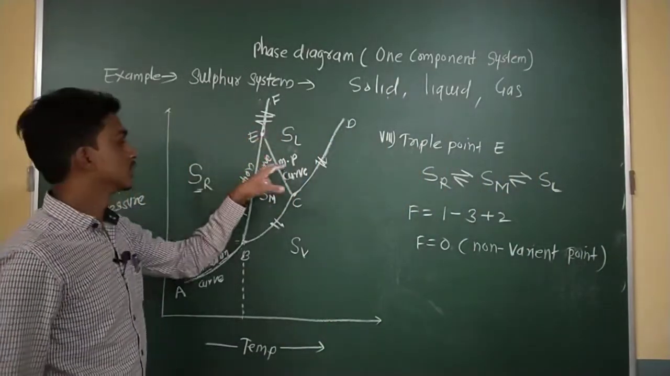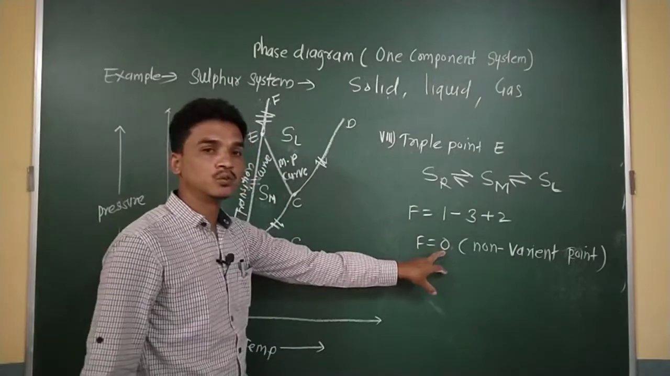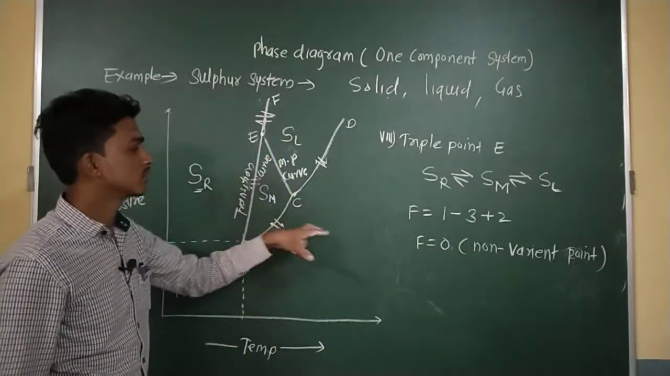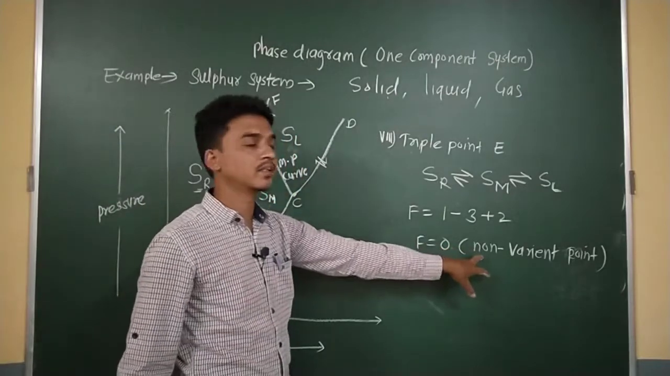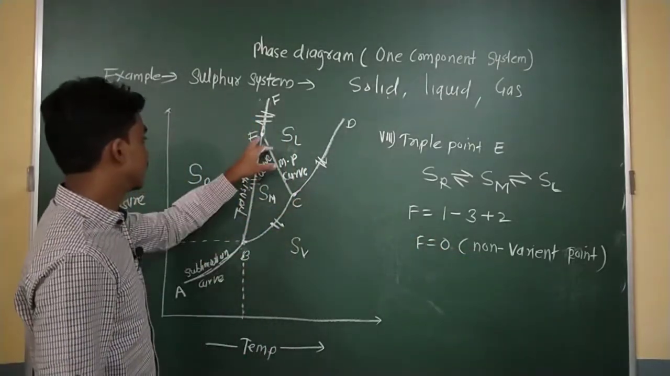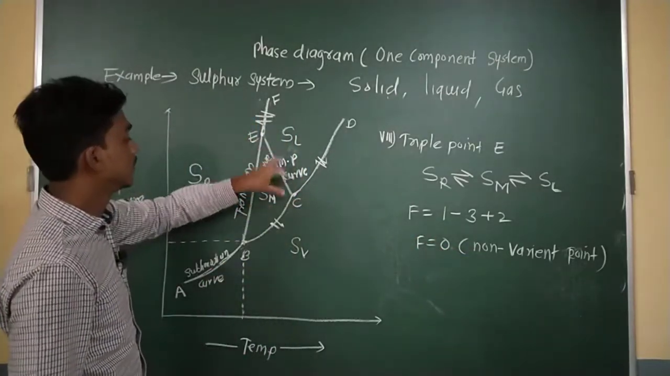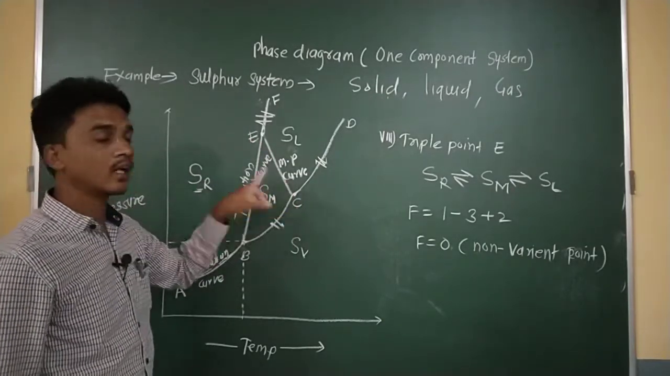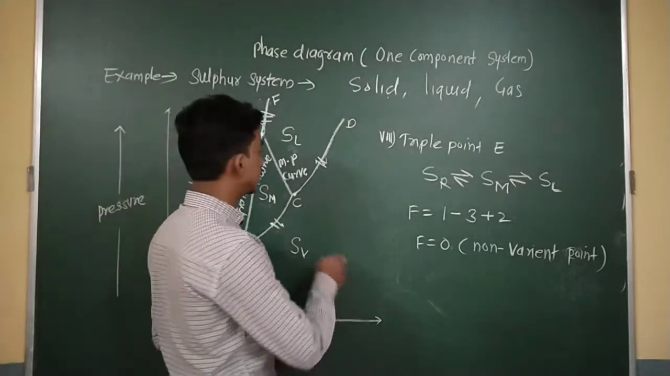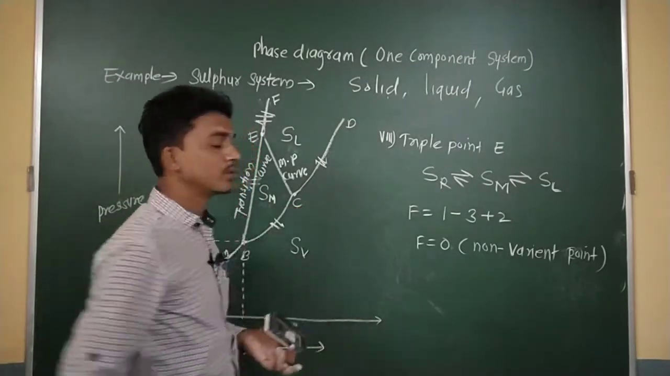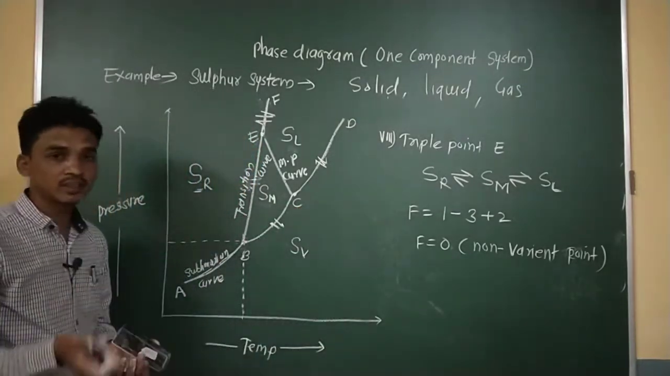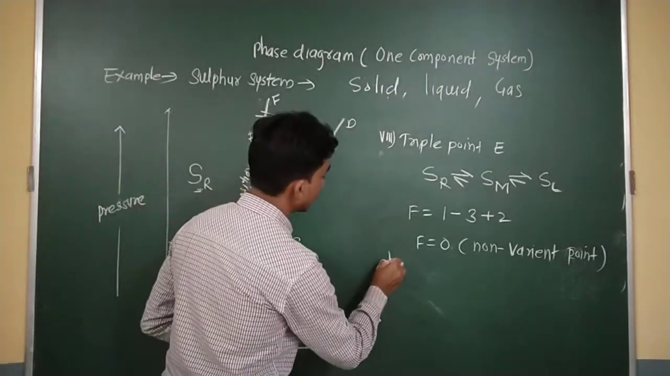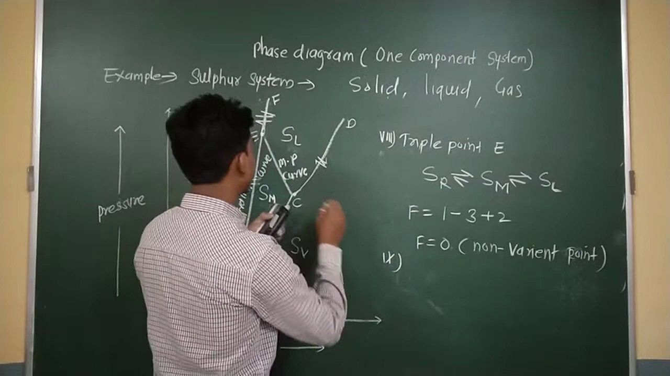In the water system also, F is equal to 0, so the triple point in the water system is also non-variant. These three triple points, that means B, E and C, are all non-variant systems.